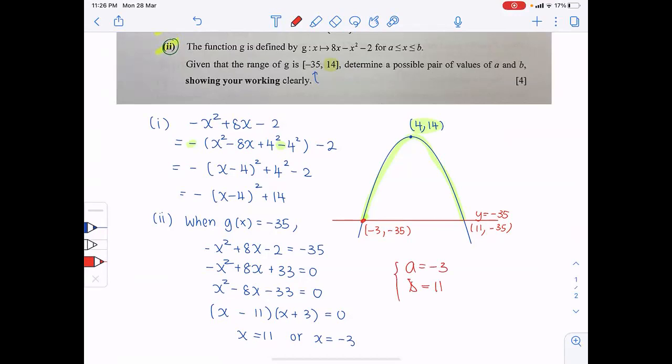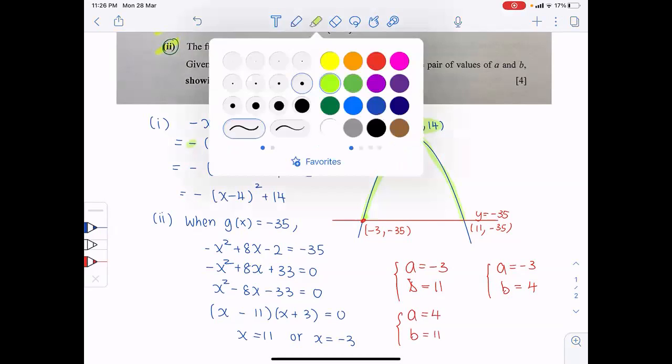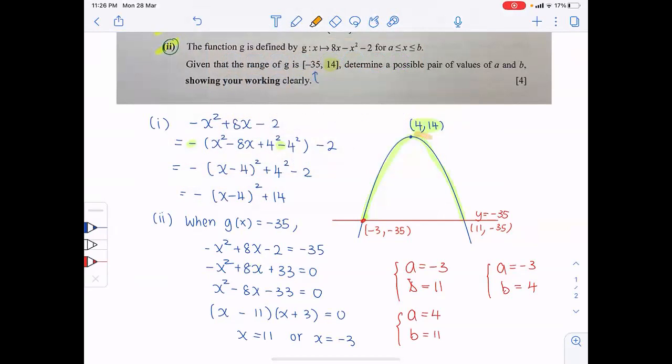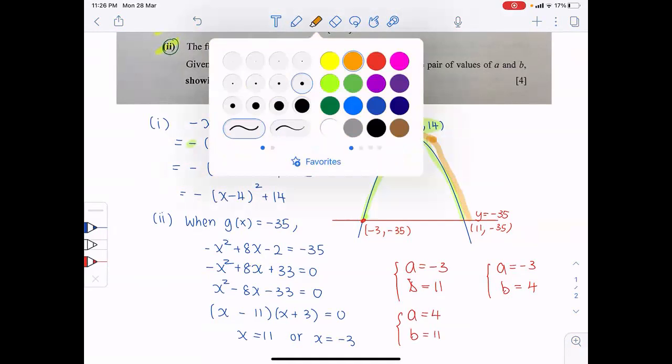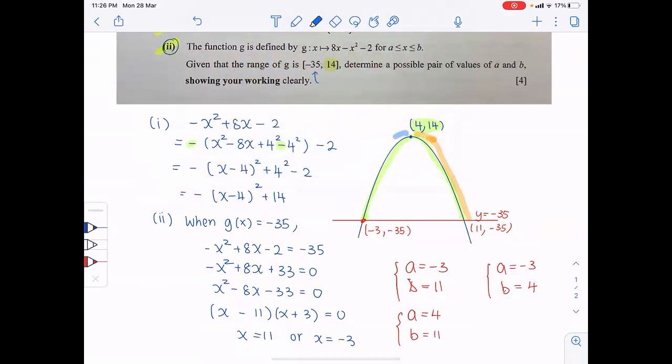Or another possible pair is, for example, I take a to start from minus 3, but my b stops at 4. I stop at the turning point, which includes 14 as well. You can even say that my a is 4 and my b is 11, right? Which means I take, for example, this half of the curve, or probably the other half, as I use blue color, the other half of the curve, right? This will give you a range that's minus 35 to 14. So this question is slightly open-ended, but the graph is very important.